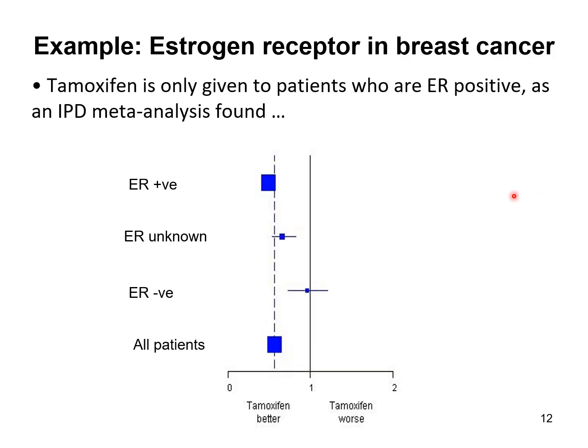And it was an IPD meta-analysis that first drew attention to the fact that tamoxifen, a treatment for breast cancer patients, works better, or may even only work in those that are estrogen receptor positive. So an IPD meta-analysis got these findings here, where in those that are positive, there's a very strong treatment effect, and in those that are negative, the treatment effect doesn't seem to be very pronounced at all. So that's an example of precision medicine, where those that are ER positive are more likely to benefit from tamoxifen than those that are negative.